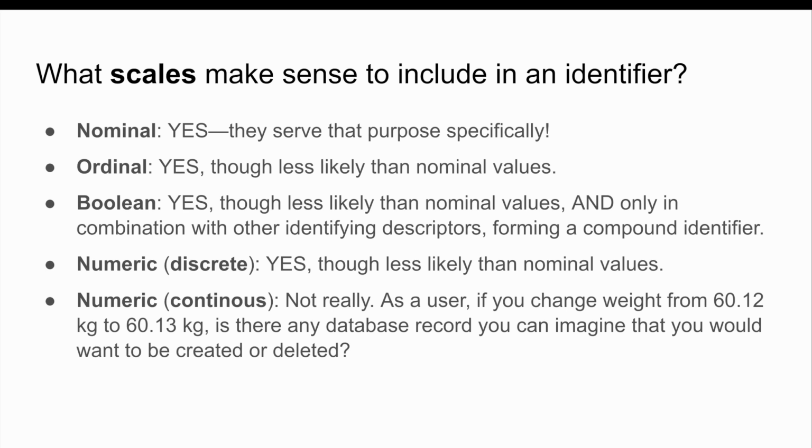So you can imagine having records created once a day, even once an hour, once a minute. But the more precise you get, the less likely it makes sense to use a number as part of an identifier. And especially when you get to continuous values for things that are measured in the real world, such as a weight, it really doesn't make a lot of sense anymore because it's very hard to imagine any kind of database record that should be created or deleted at a particular floating point value and not at the one immediately next to it at whatever precision that the machine is able to handle.